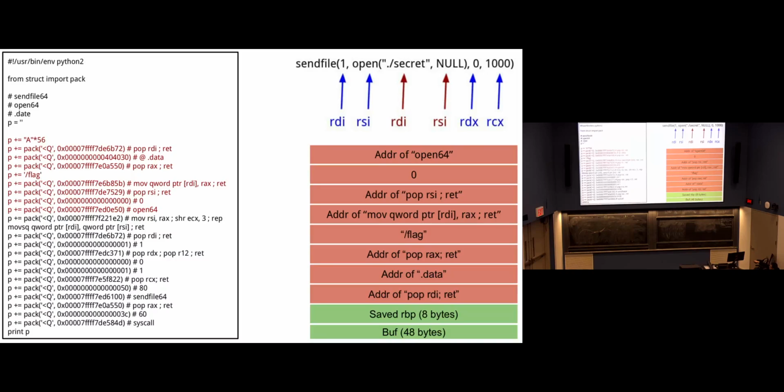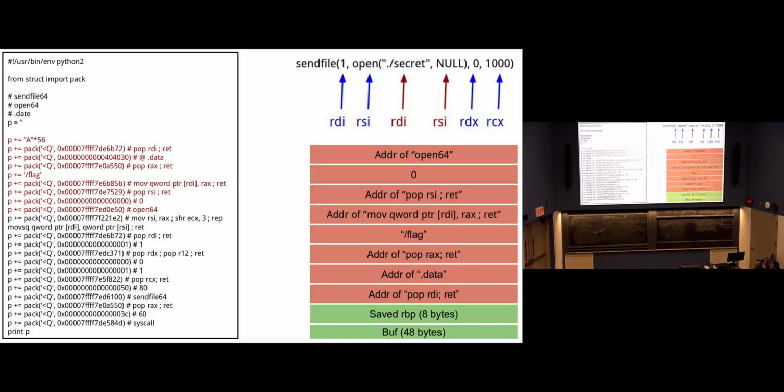Then after that, we pop RSI; return. What we're trying to do is set RSI as 0. So that's why after that, we have a 0 here. Then after this, we are ready to call open. We have RDI, we have RSI, so we return to open64 here. Then after that, we keep moving.